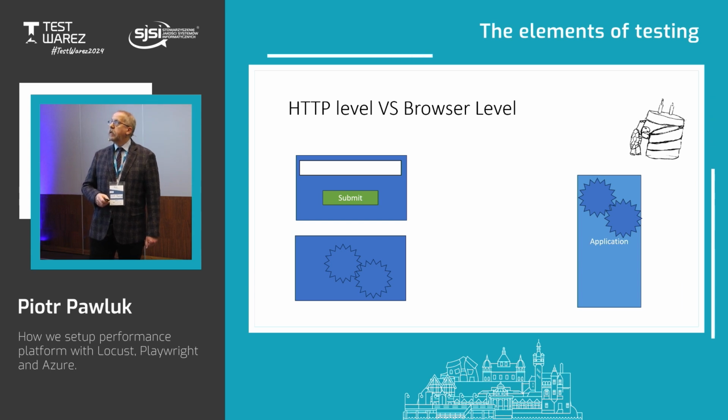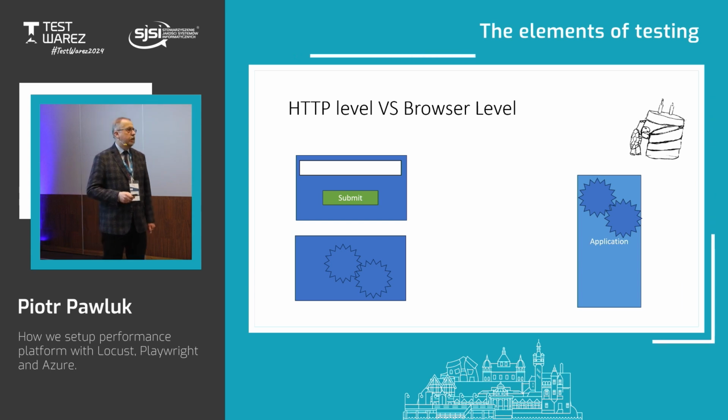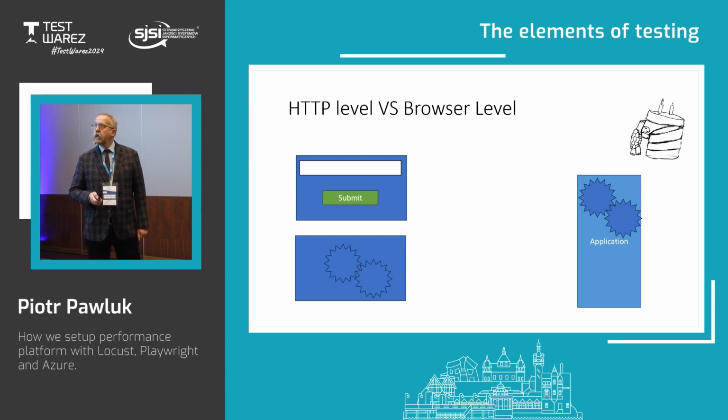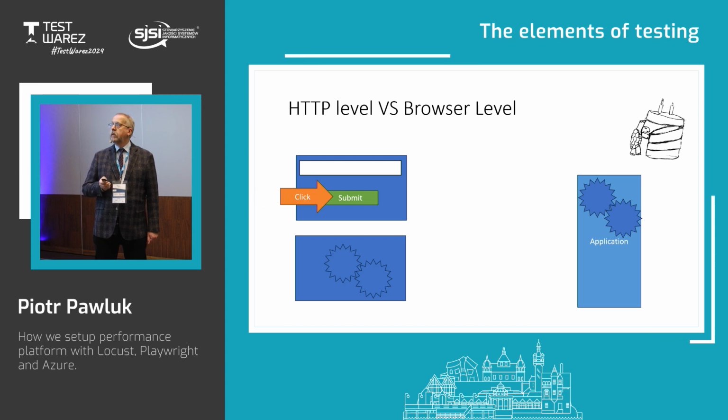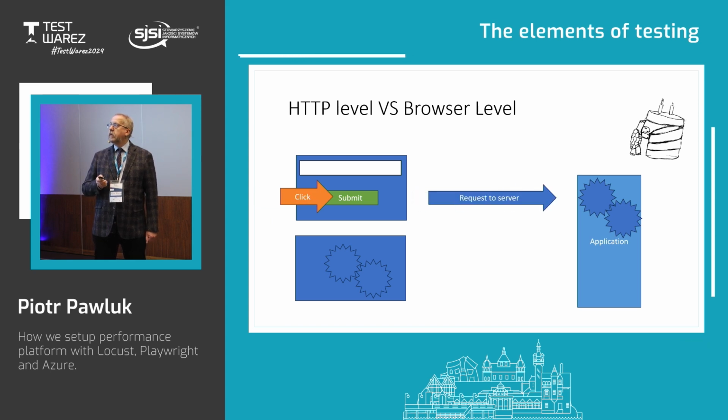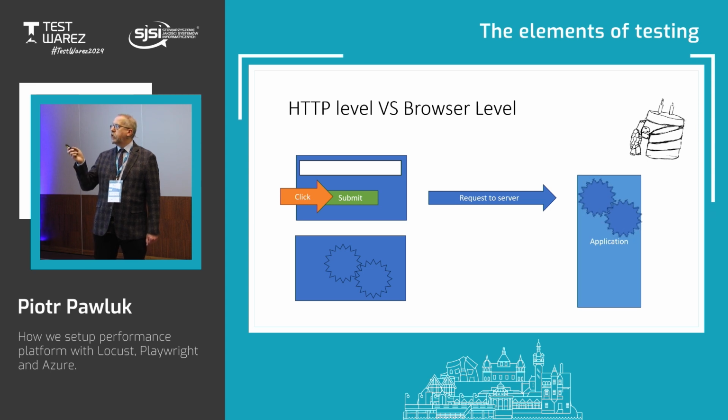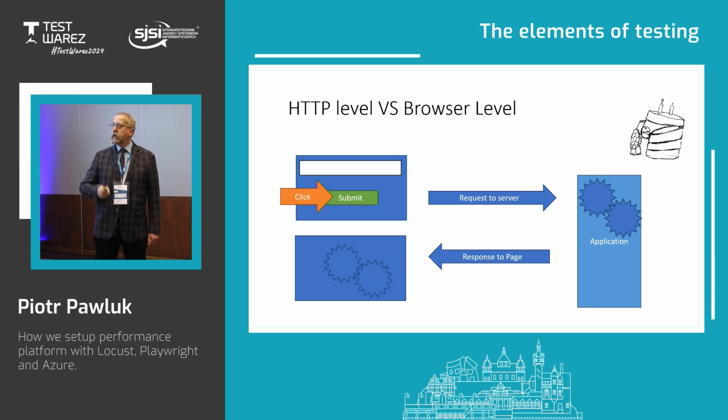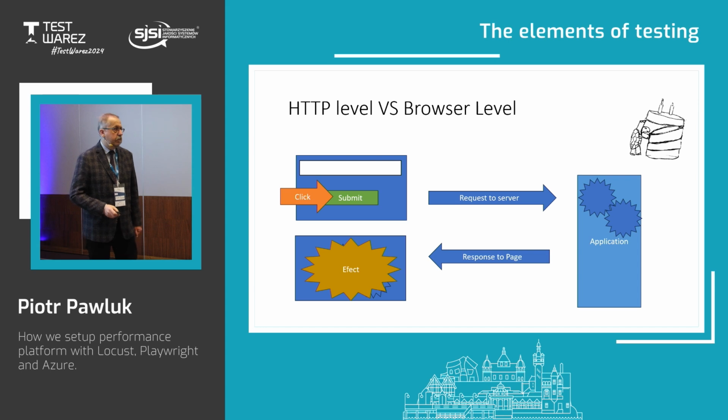Okay, another problem with testing on API level. Let's imagine we have an application with some field and some submit button. So we click on submit. Then some request is sent to the server. On the server, the request is processed, and a response is sent. And then we have rendering on the page. And finally, we have our effect.